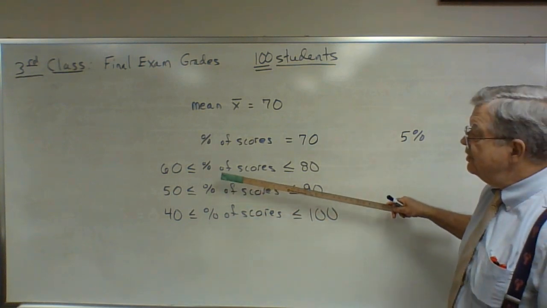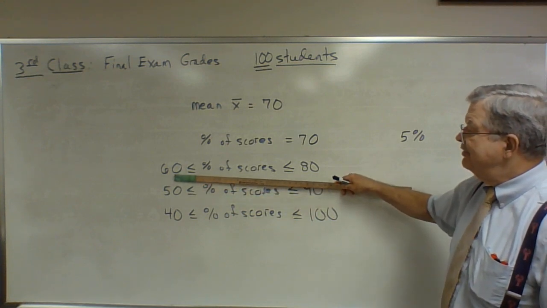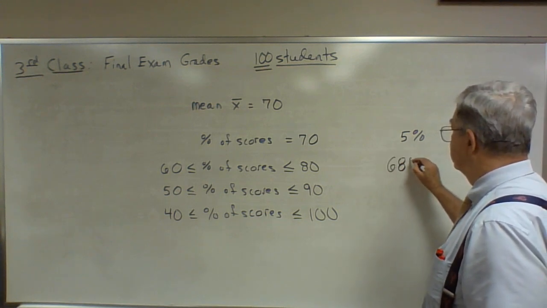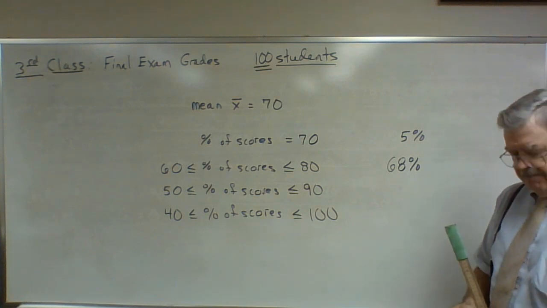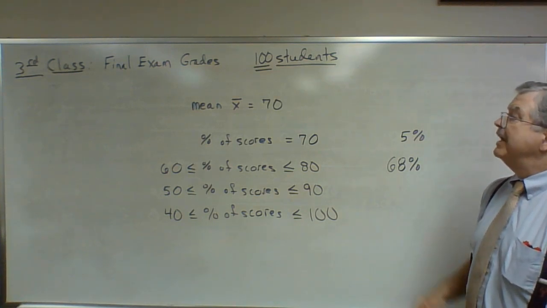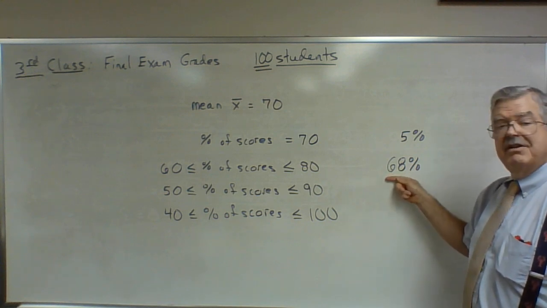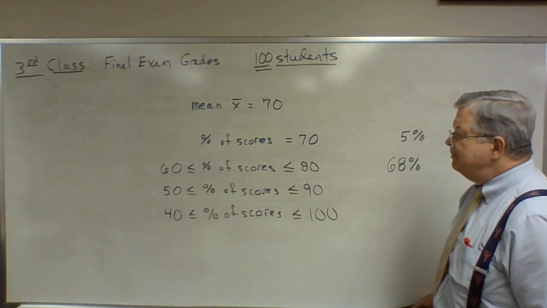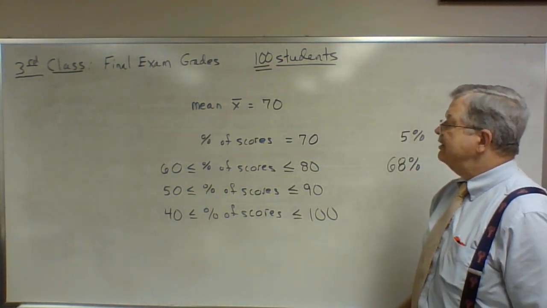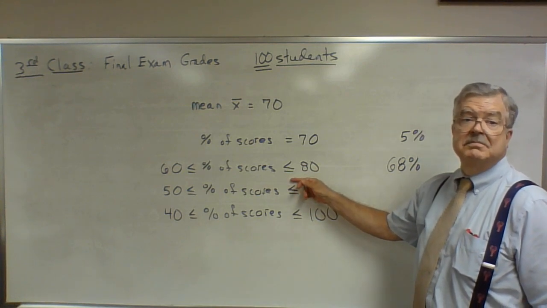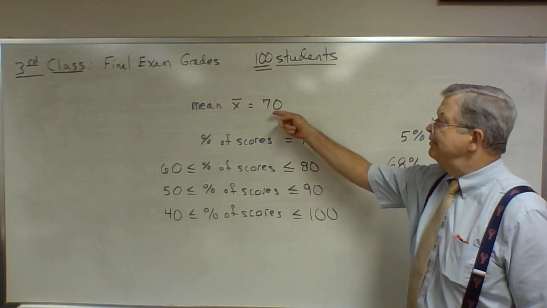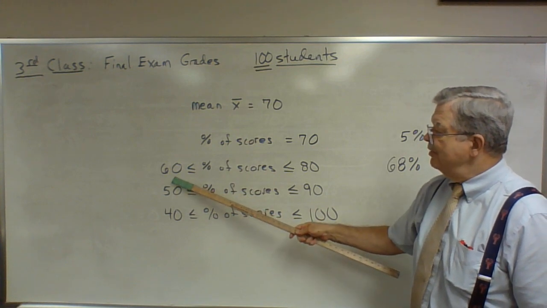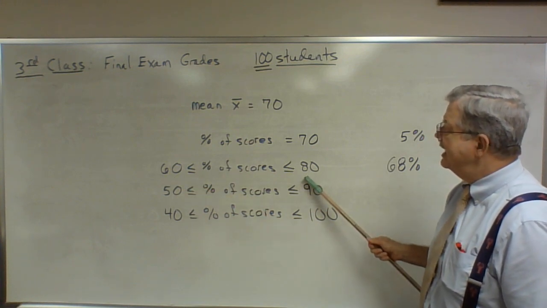Now, the percentage of students who got between 60 and 80 in this class, 68%. My class has 100 students, and 68 of those students got between 60 and 80. And that makes sense. We'd expect most of the class to get test grades that were fairly close to the class average. This is 10 points below the class average. This is 10 points above the class average.